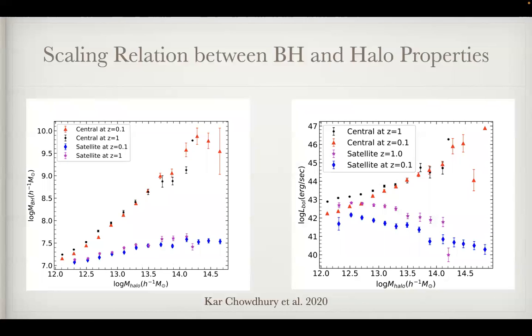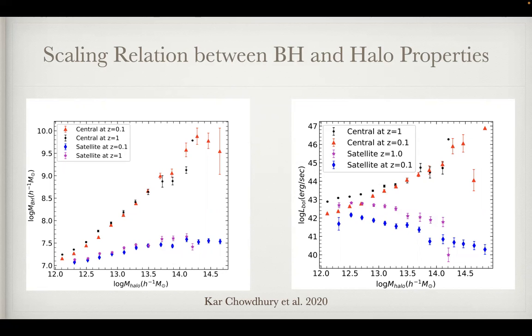Now first look at this left panel, where we have studied the correlation between the black hole mass and their host halo mass. Here you see that the central black hole mass is increasing with the increase of its host halo mass, while the satellite black hole mass is increasing very slightly at first and then gets saturated at the higher end of the host halo mass.